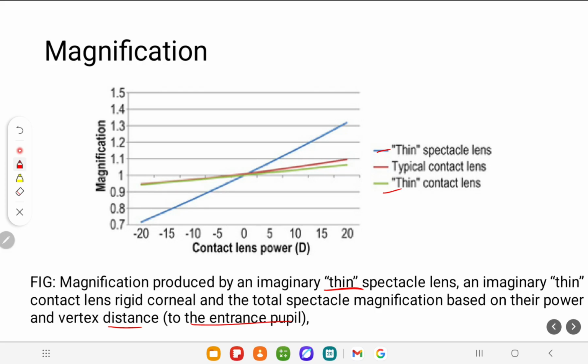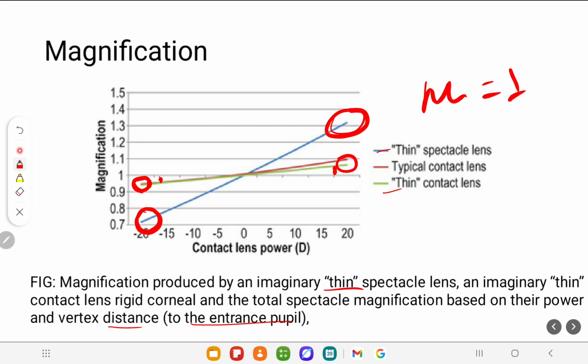So plus spectacle will definitely magnify more, and plus contact lens will magnify, but not like spectacle, with less magnification towards the 1. And 1 means what? No magnification. So minus spectacle definitely magnifies more, but not like contact lens. Contact lens magnifies but very little because it's very close to 1, isn't it? It's very close to 1.